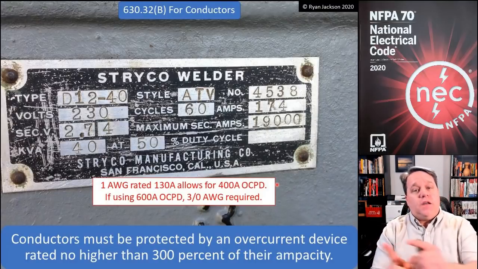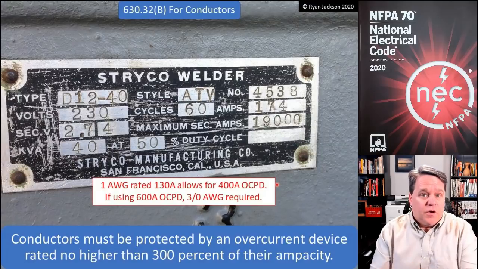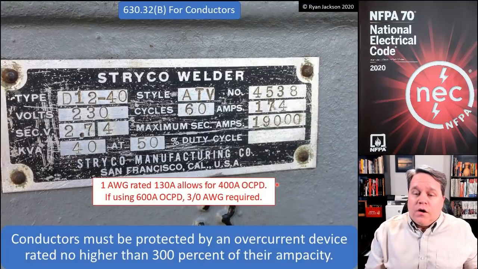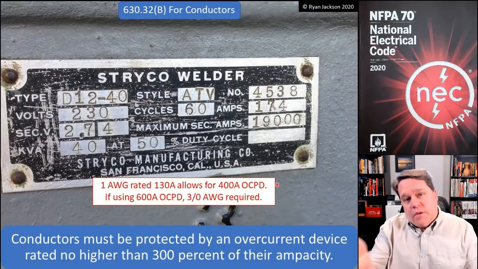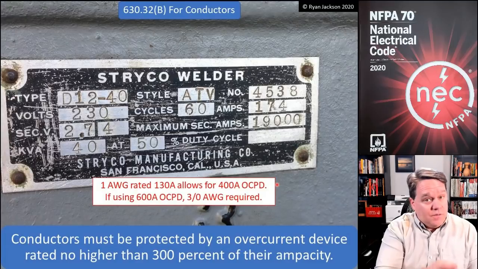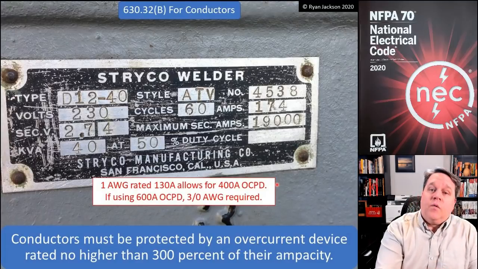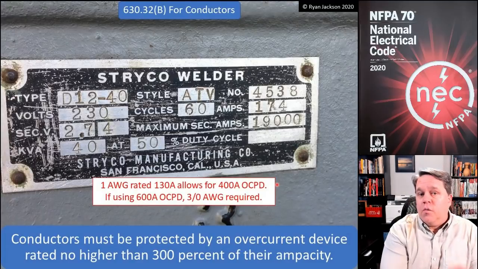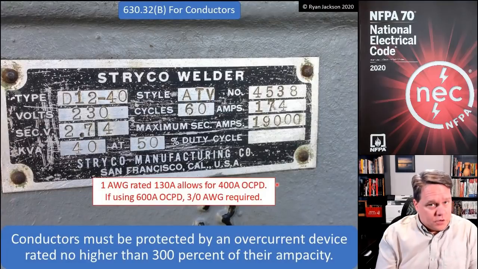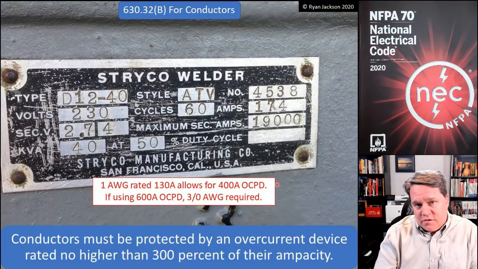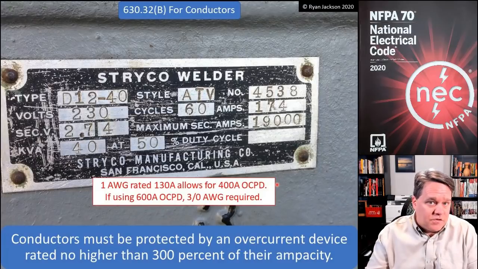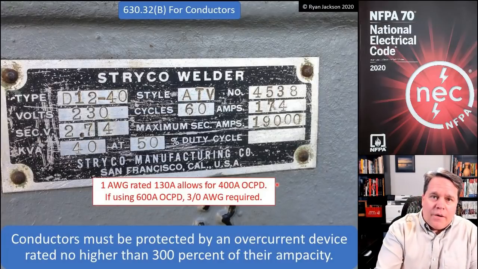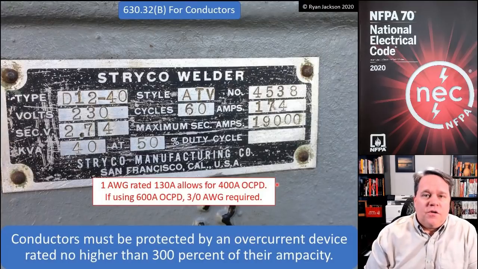But if I needed it to be rated higher than that because we need the welder to actually work, well, I might use a 600 amp circuit breaker for the welder. That would be the maximum. I would take my 600 amps, divide that by 3, and that would be the minimum size conductor that would be protected by the overcurrent device. So I would need a 200 amp wire in order to be protected by a 600 amp overcurrent device. Of course, if I wanted to use a 500 amp overcurrent device, I would take my 500 amps, divide that by 3, and find my conductor that way.